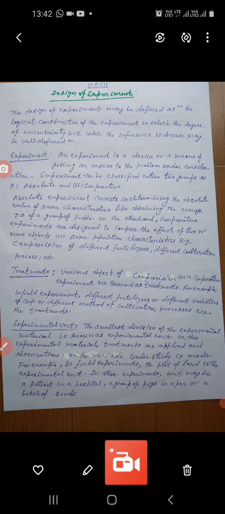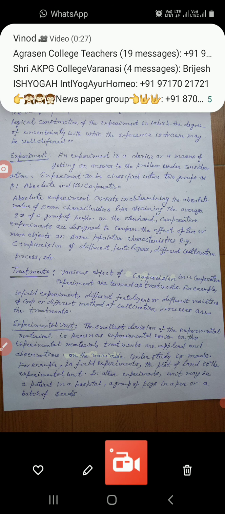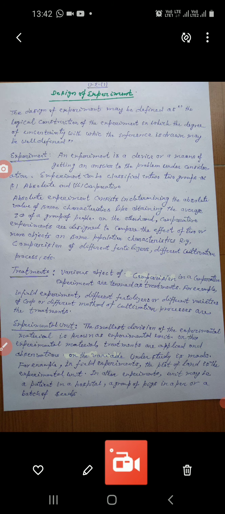And on the other hand, comparative experiments are designed to compare the effect of two or more objects on some population characteristics. For example, comparison of different fertilizers, different cultivation processes, etc. are examples of comparative experiment.